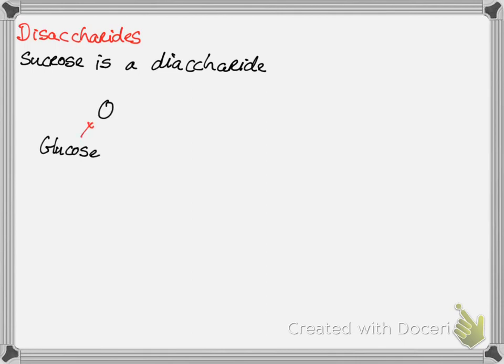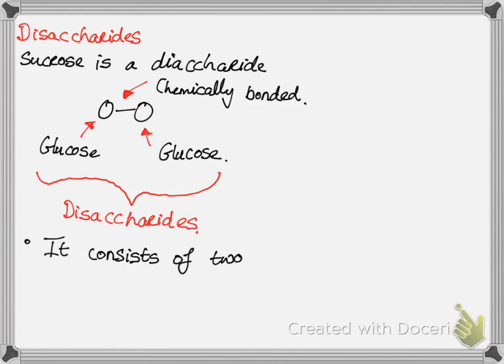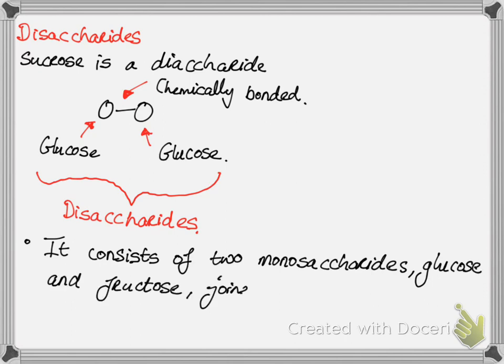The next key word that we're going to look at here is disaccharides. So di meaning two. Sucrose is a disaccharide. So imagine you have a glucose molecule there, and it gets chemically bonded to another glucose molecule. The whole structure, the two glucose molecules bonded together, is a disaccharide, and that's where di comes from. It consists of 2 monosaccharides, glucose and fructose, joined together.